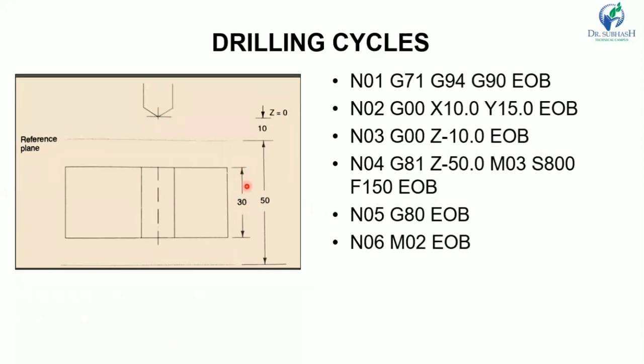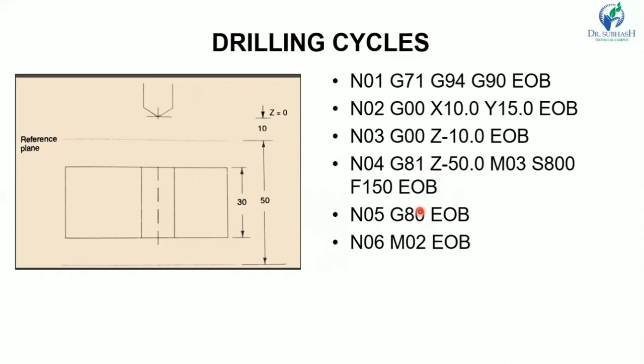Now let us understand G71, G94, G90, and the block rapid traverse X10, Y15. Now Z-10, rapid traverse. Now apply the CAN cycle G81, Z-50, M03, S800, F150. So we have applied the CAN cycle here, and now cancel this CAN cycle with G80.